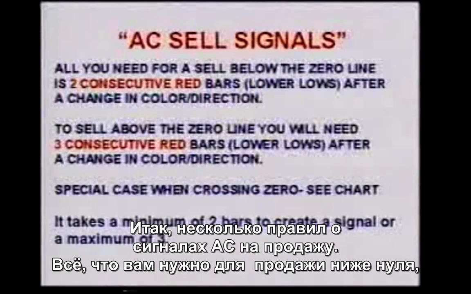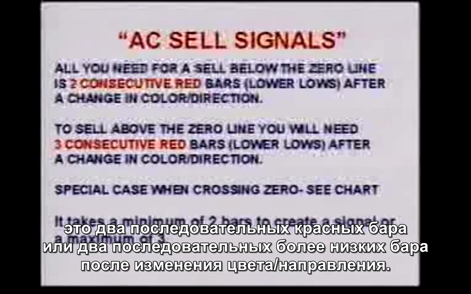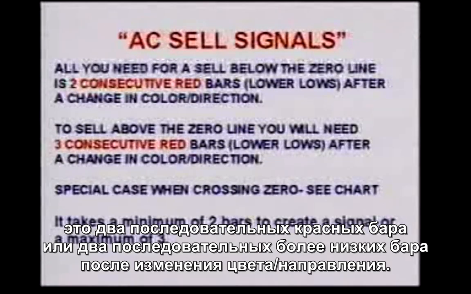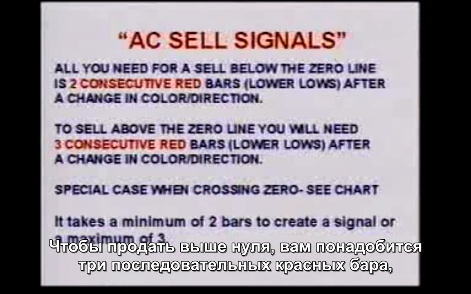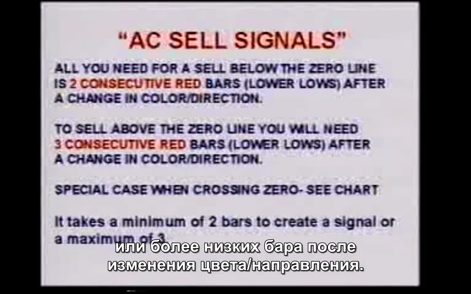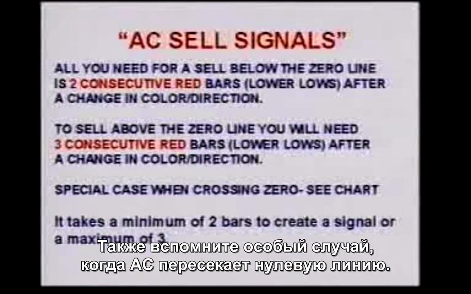Here are some rules about the AC sells. All you need for a sell signal below the 0 line is 2 consecutive red bars, or 2 lower lows, after a change in color and direction. To sell above the 0 line, you will need 3 consecutive red bars, or lower lows, after a change in color or direction. Now remember your special case when crossing 0.